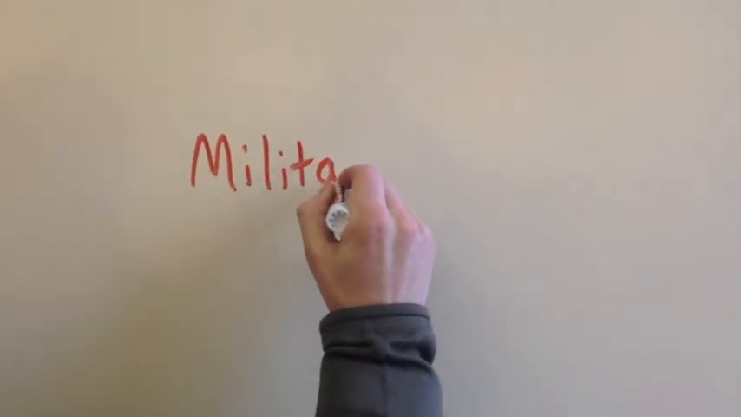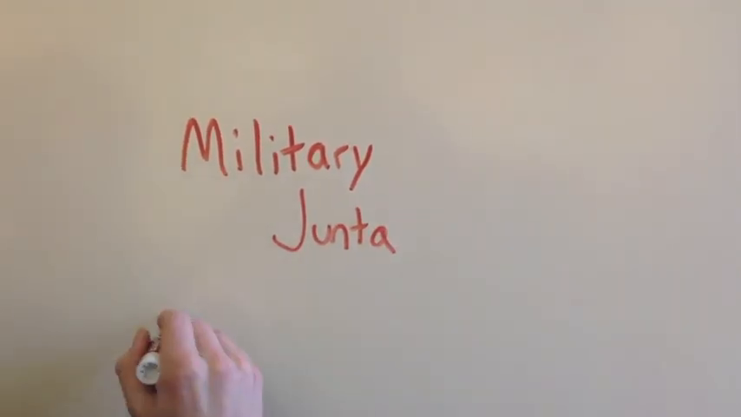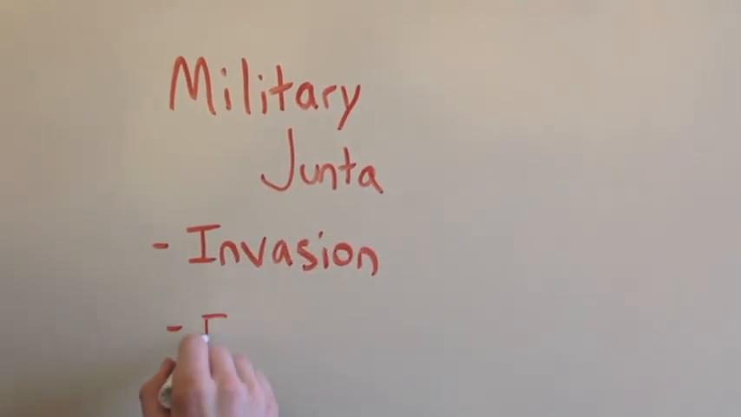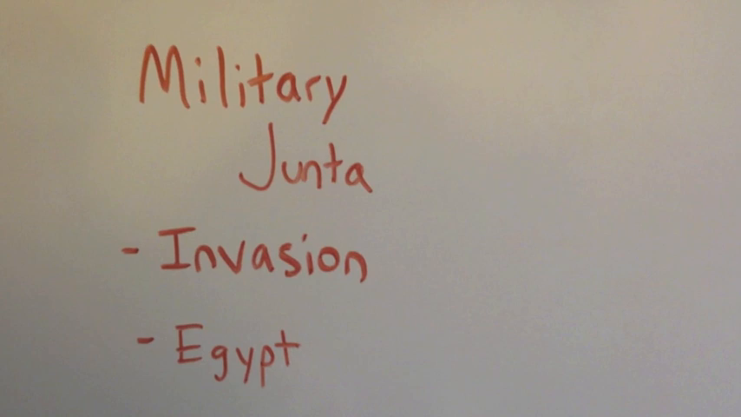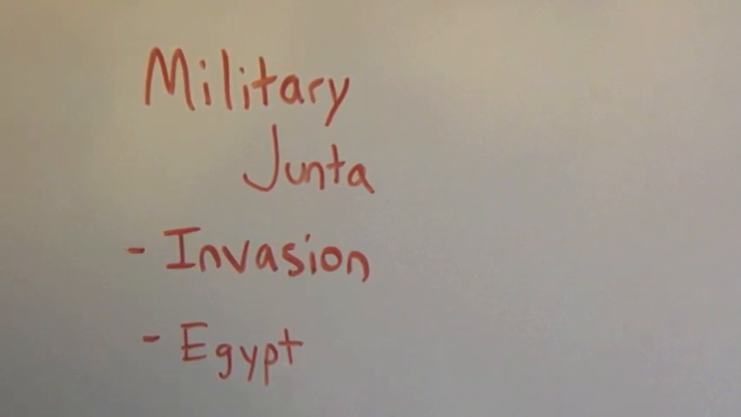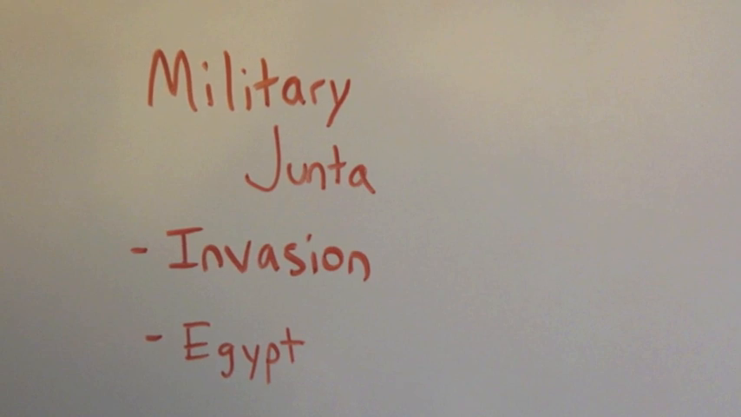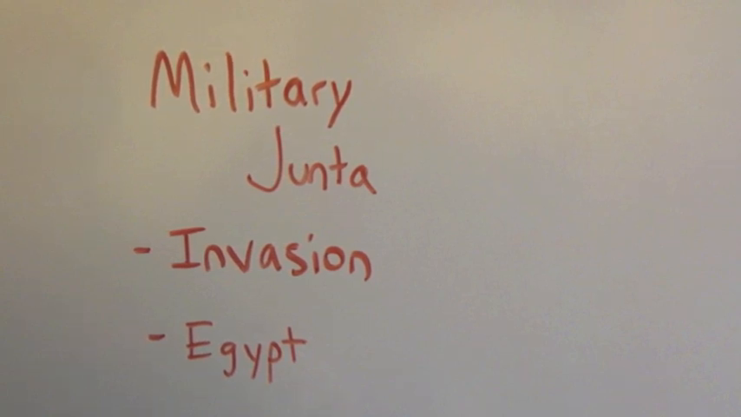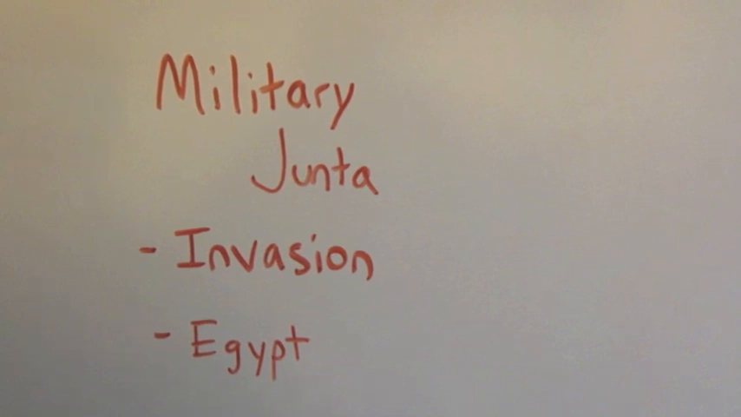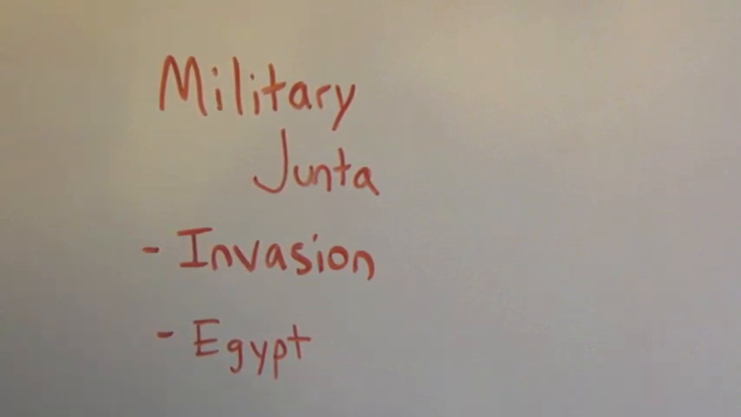A military junta is led by a group of military officers who rule a country after seizing power from an existing government. Some examples of places that have this government are Egypt, Thailand, and Brazil. And some of the examples of leaders are the Supreme Council of Armed Forces in Egypt, also known as SCAF, or Hosni Mubarak.